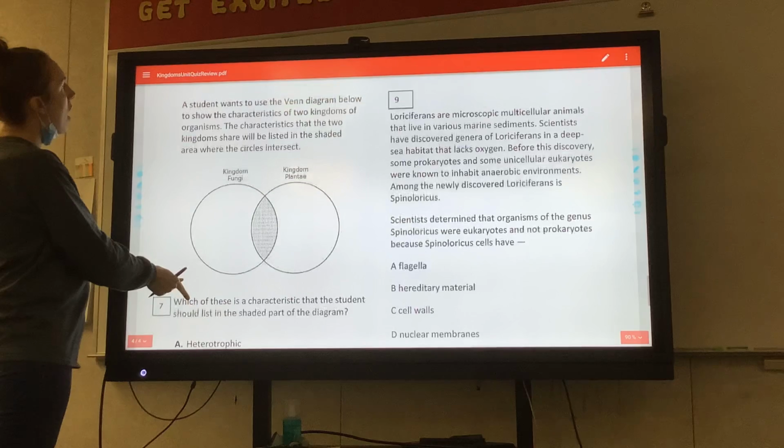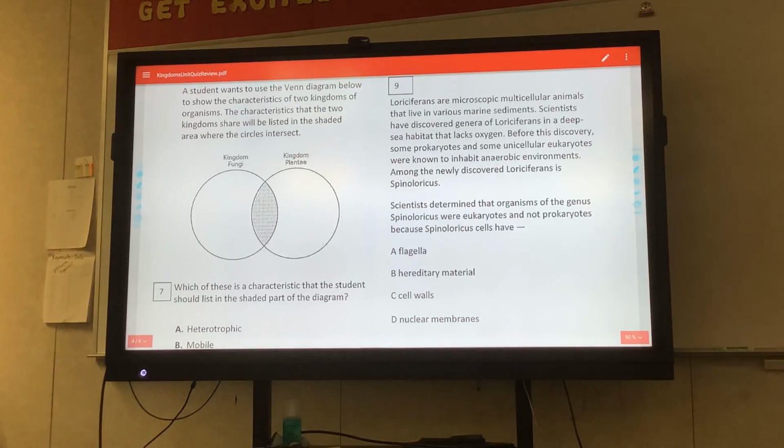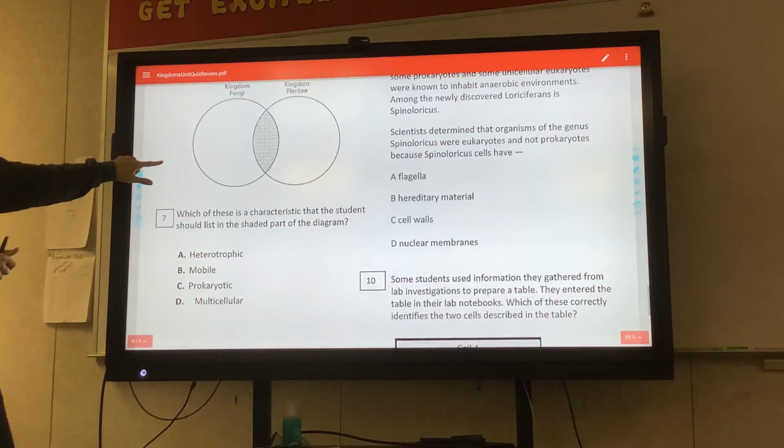Okay, a student wants to use the Venn diagram below to show the characteristics of two kingdoms. The characteristics that the two kingdoms share will be in the middle. Okay, so fungi and plant, which one do they share?